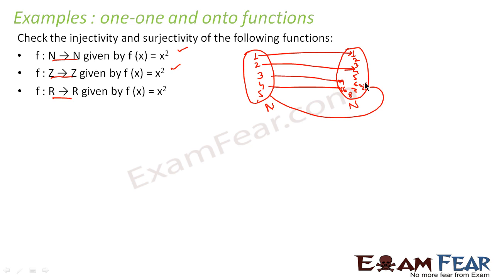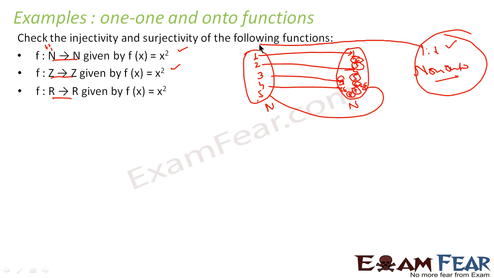But if you see here, for any number, if you take 1, there's only one pre-image. For 4, there's only one pre-image, that is 2. For 9, there is only one pre-image, that is 3. So it is one-one. Why? Because for any number, there's only one pre-image. But there are some orphan images here: 2, 3, 5, 6, 7, 8. There are so many orphan images. So it is not onto. Correct? It is one-one but not onto for this scenario.